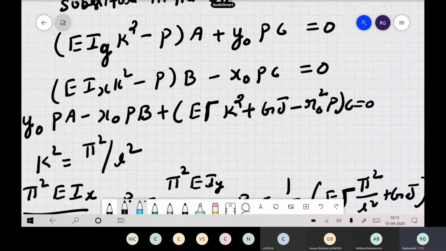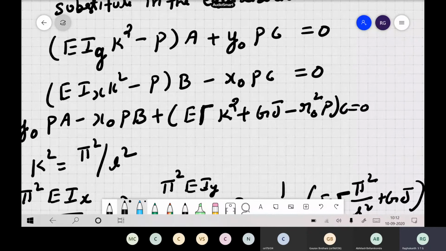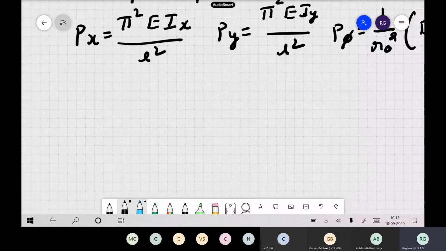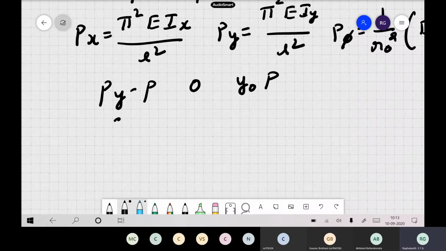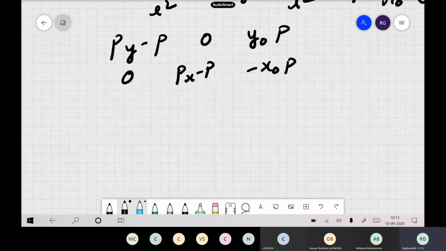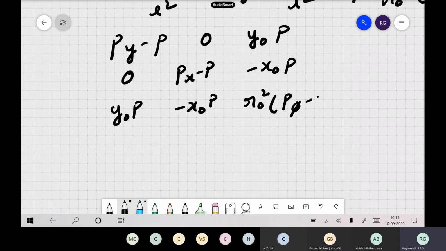Now we can write this in a matrix format, like Ax is equal to b, with the constants a, b, and c. We include all these terms and take the determinant of the matrix. You will get: Py minus P, 0, y naught into P; then 0, Px minus P, minus x naught into P; and the last row is y naught into P, minus x naught into P, and r naught square times P phi minus P.